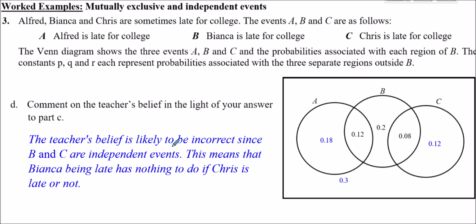It's very likely to be incorrect, but there is a possibility that by freak chance they happen to be late on similar days. So they could be late by sheer coincidence, but if they are late on the same days, it isn't because one person is affecting the other in any way. It will only be through coincidence. But obviously, it's very unlikely that you have multiple coincidences again and again. That's why it is likely that the teacher's belief is incorrect. Bianca's and Chris's lateness has nothing to do with each other.